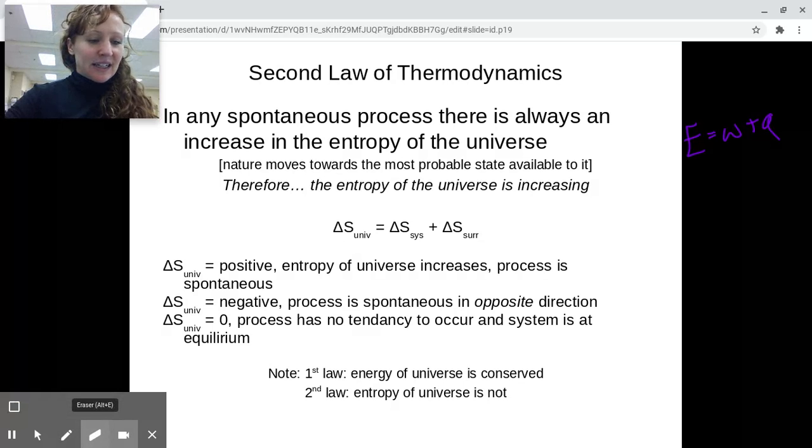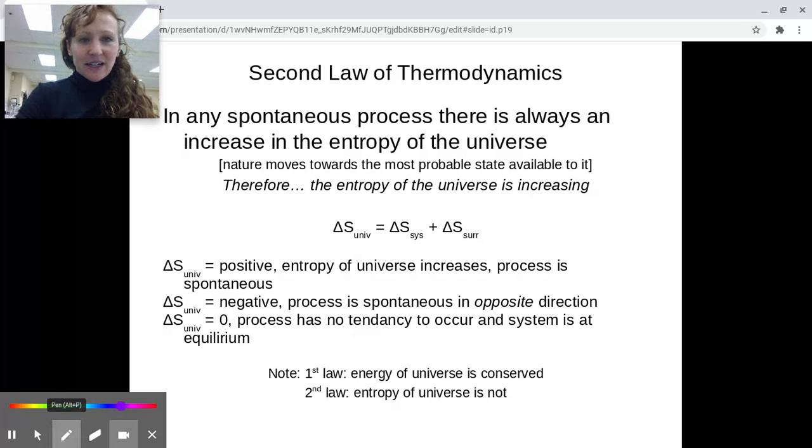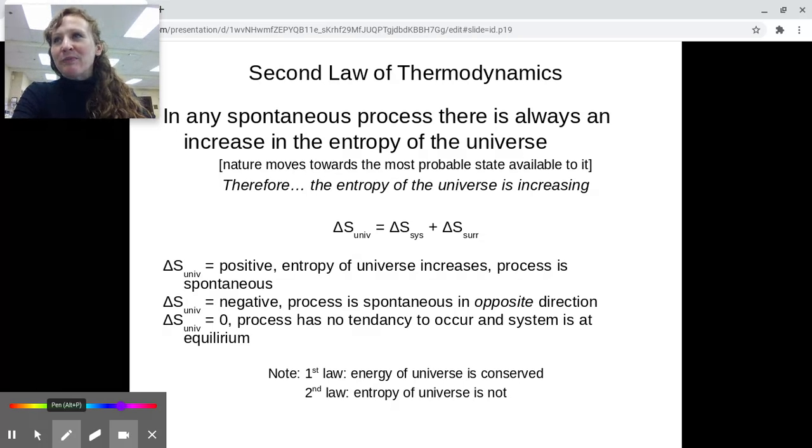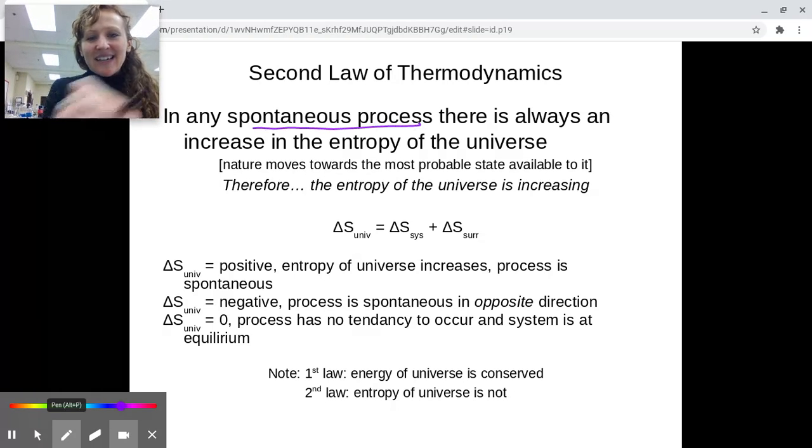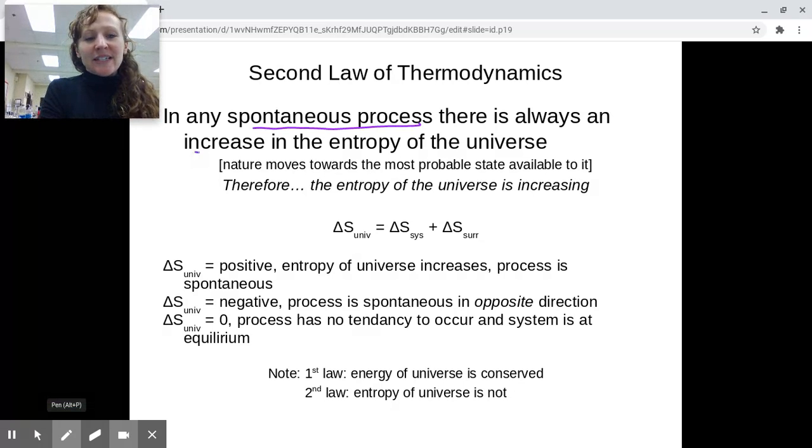The second law of thermodynamics is on your screen. In any spontaneous process, there's always an increase in the entropy of the universe. I feel like I need some background music, like maybe the Twilight Zone when I say this one. It feels so big. In any spontaneous process, there's always an increase in entropy of the universe.